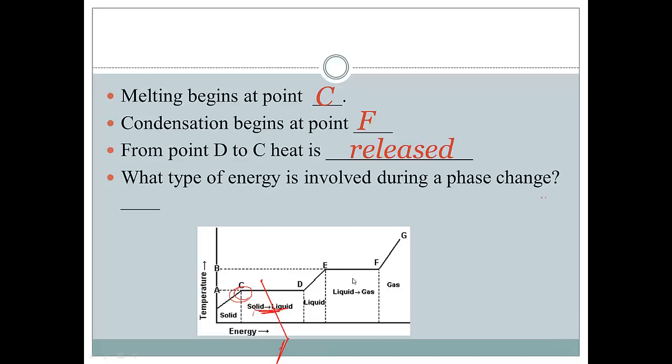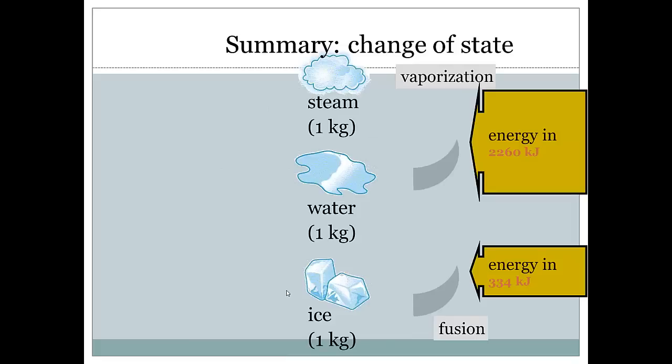And then what type of energy is involved during a phase change? This is a phase change because I'm changing phases. Liquid to a gas, phase change. Solid to liquid, phase change. What kind of energy did we say? It was potential energy, which we could abbreviate as PE. So let's sum it up. As we were looking there, we've got our changes of energy and vaporization.